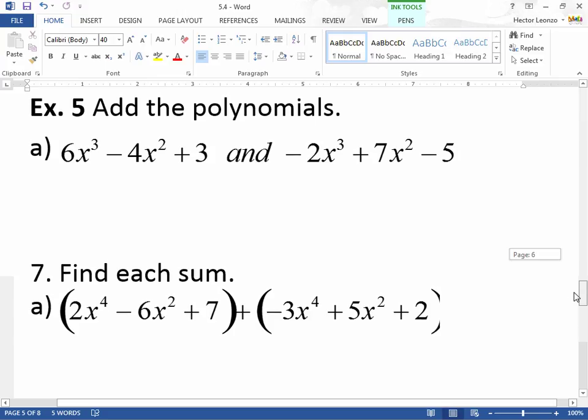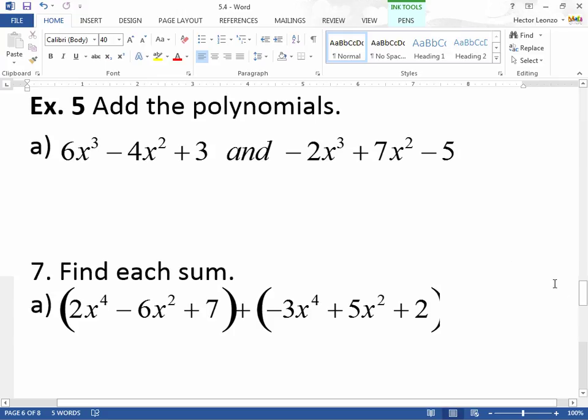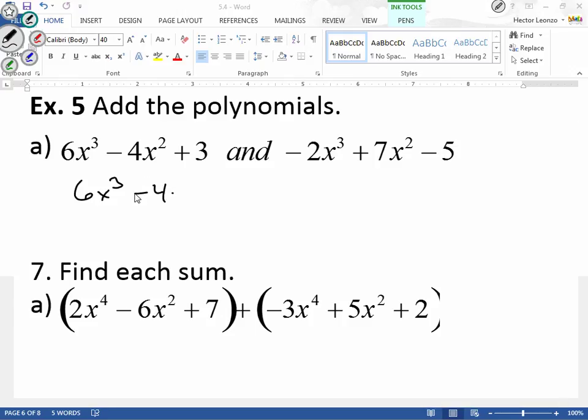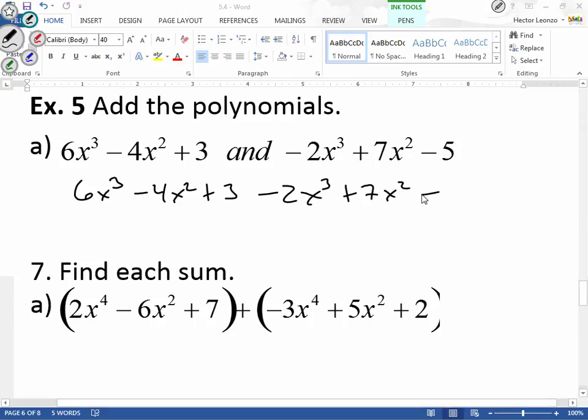Now here, to add the polynomials. We're going to learn how to add polynomials. First of all, what I will suggest is write the polynomials without parentheses, in case we have parentheses, and without the word and, or from, or words like that. So first of all, I'm going to write the first polynomial, 6x to the third minus 4x squared plus 3, minus 2x to the third plus 7x squared minus 5. So once again, write all the terms, and now combine your like terms.